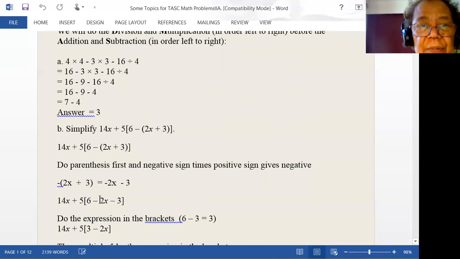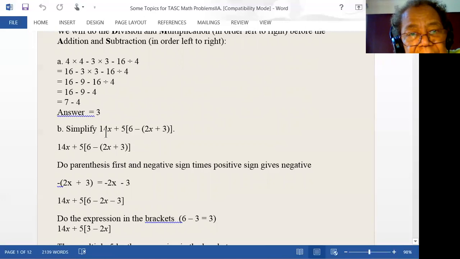Now, let's take another order of operation problem. We want to simplify this expression. 14x plus 5, and that's a bracket, 6 minus, and 2x plus 3 is in parentheses. So what do we do first? Parentheses. And there's where our parentheses, 2x plus 3. So the minus goes outside of the parentheses. Notice where the minus is here. A minus 2x outside the parentheses make this plus 2x a minus 2x, and the plus 3 a minus 3. So we have a minus 2x minus 3.